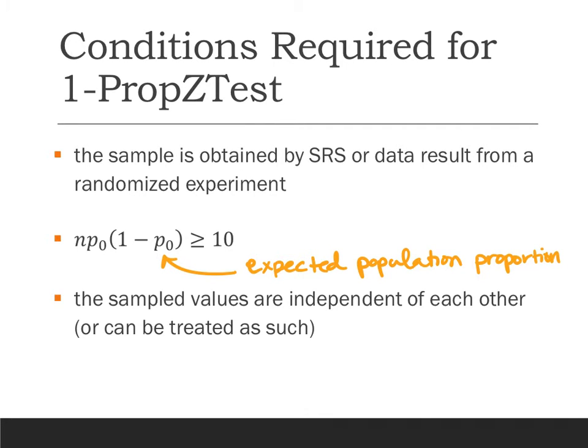So whatever it's expected to be, we need that calculation to be greater than or equal to 10. And then thirdly, the sampled values either need to be independent of each other or they need to be able to be treated as such. So remember, if it's without replacement, then it's independent automatically. But we can treat them as such as long as we're taking small samples from a large population.